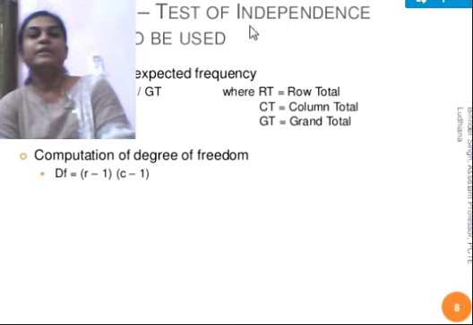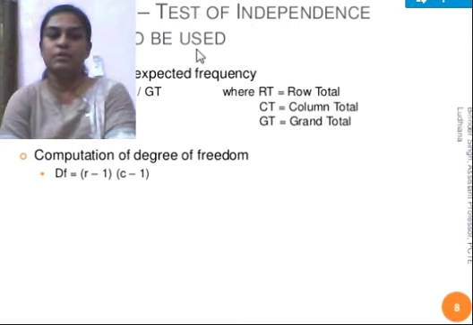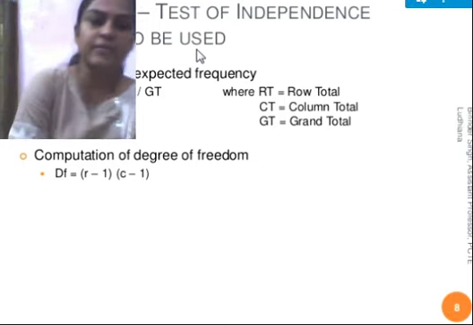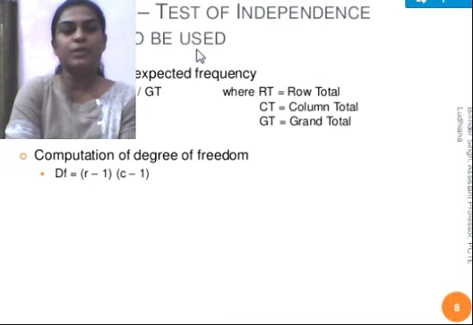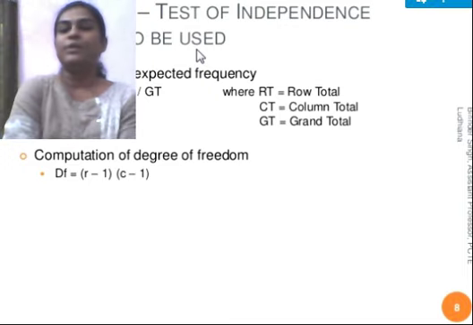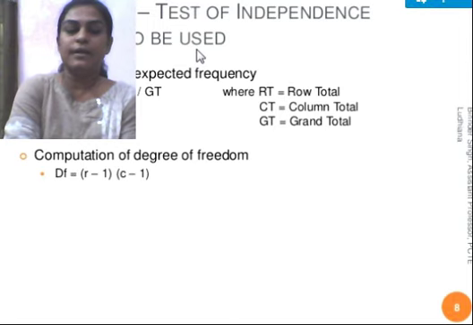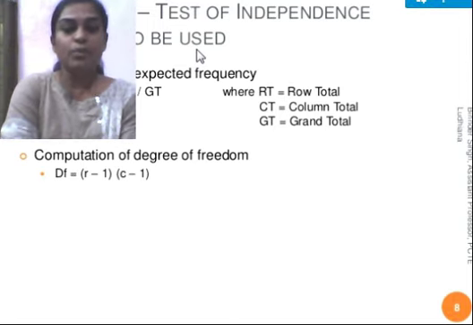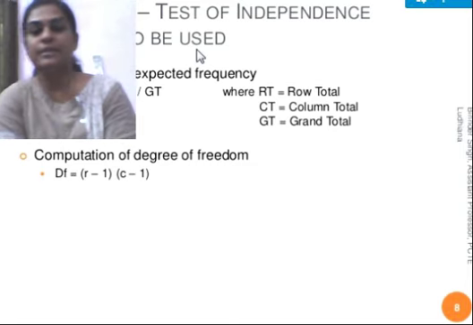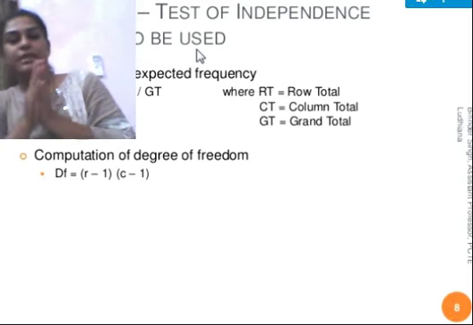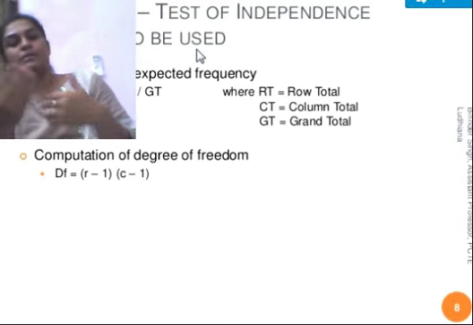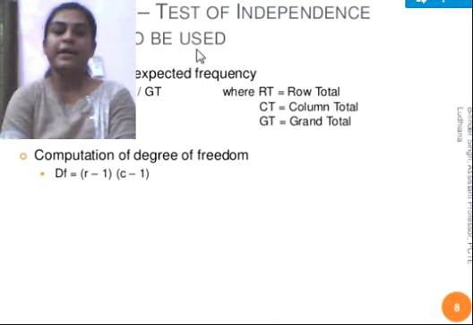That is the chi-square test of independence, and the formula to be used. In order to test independence, you have to go for degree of freedom calculations and computation of expected frequency using FE. The formula is RT into CT divided by GT, where RT is the row total, CT is the column total, and GT is the grand total. The degree of freedom is df equal to rows minus 1 into columns minus 1.